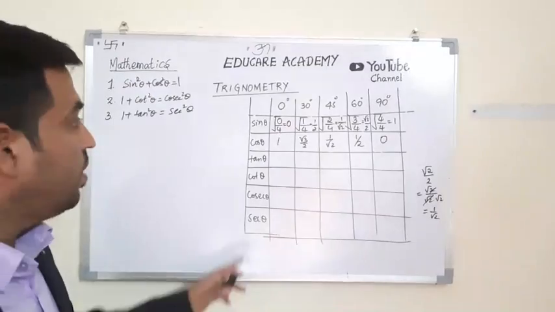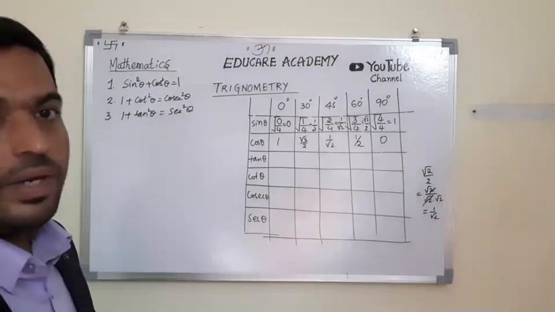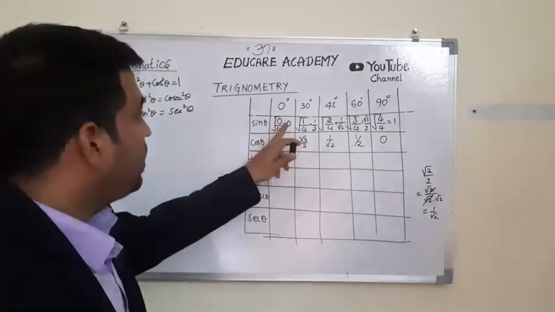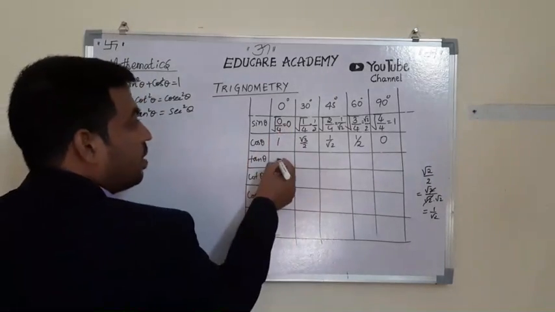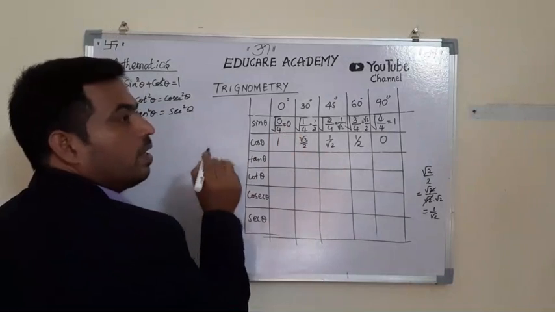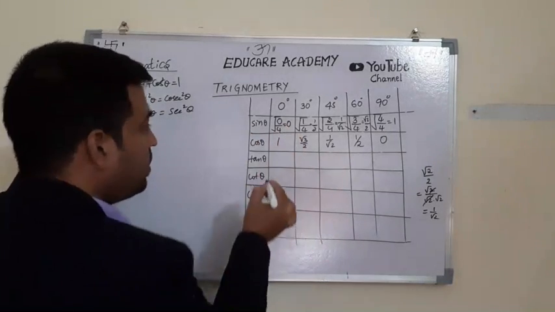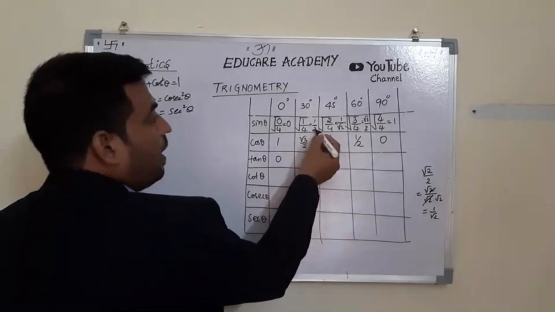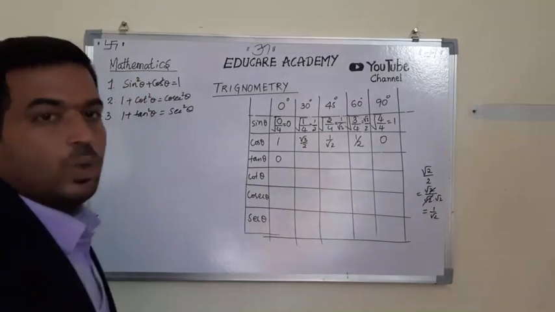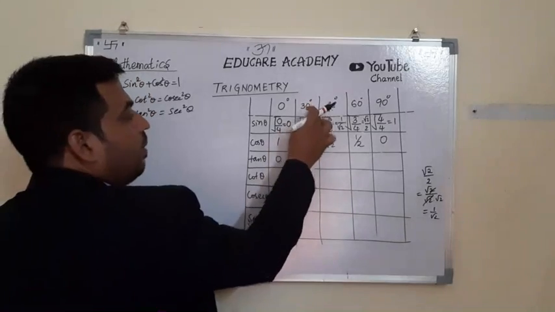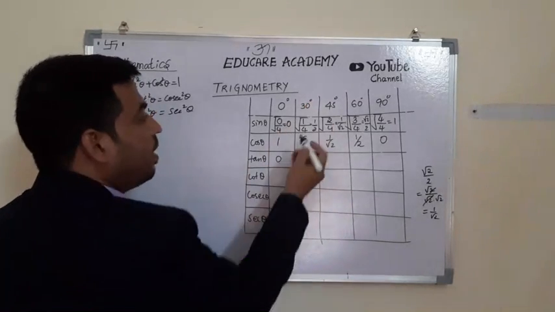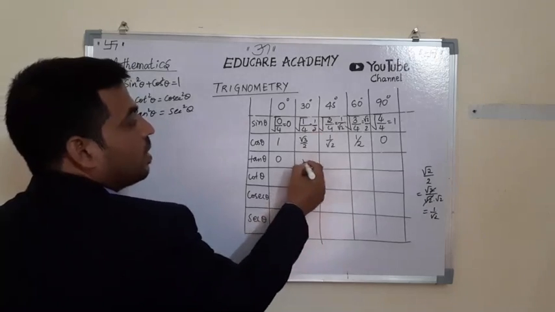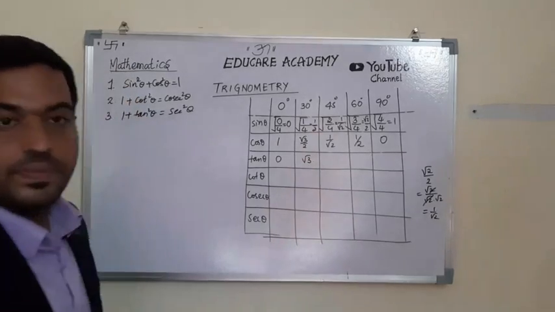So easy, right? Now coming to tan, we have the trigonometric ratio. Tan is nothing but sine by cos. So what is 0 by 1? 0 divided by any number is 0. Now 1 by 2 divided by root 3 by 2. Sine 30 divided by cos 30 is nothing but tan 30. So half divided by root 3 by 2, the 2 gets cancelled. So root 3.